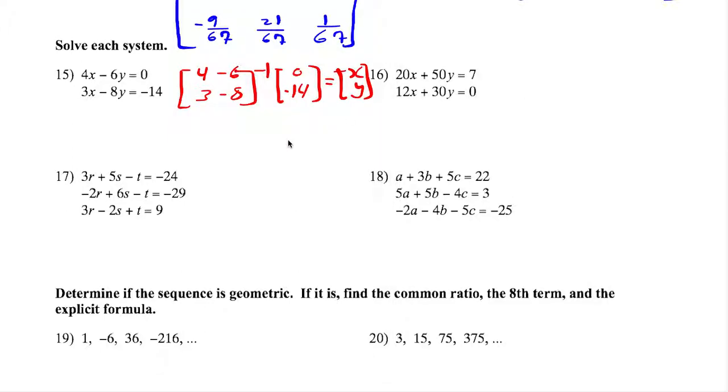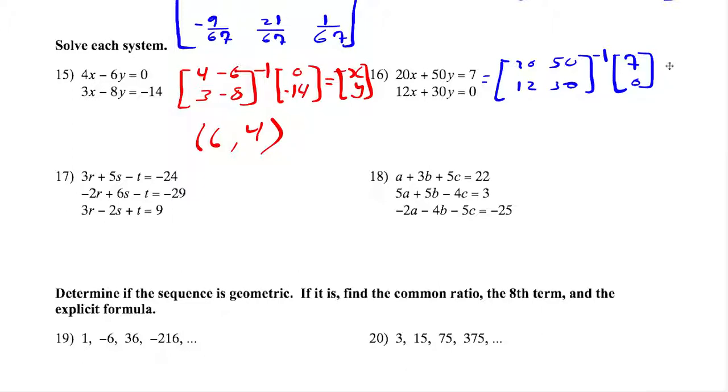So that means that right here, I'm going to have my x and y pair as 6, 4. It's an ugly 4, but we're going to leave it like that. For the next one, 16, I'm going to set up the same way. So this is going to be 20, 50, 12, 30 to the -1, and I'm going to multiply all this by 7, 0, and that's going to equal x and y.